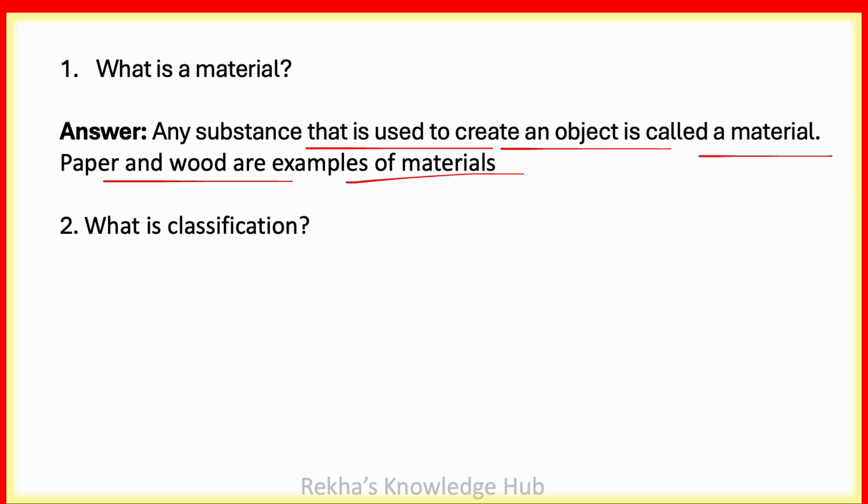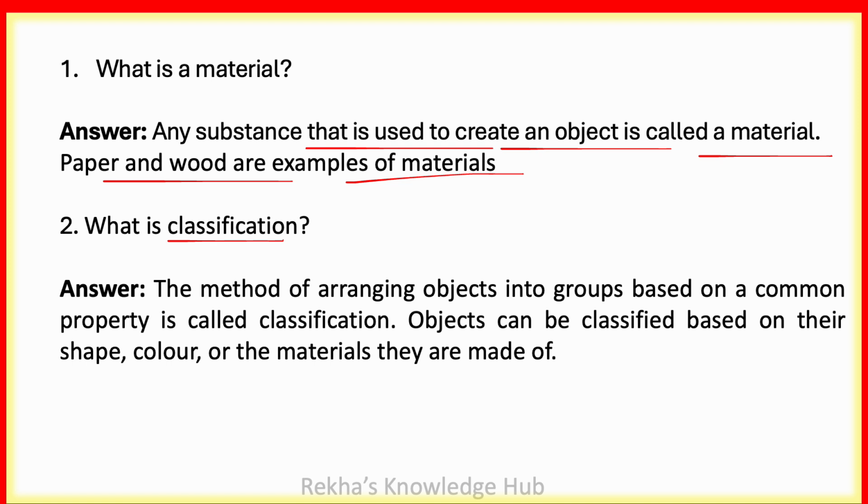Next one, what is classification? The method of arranging objects into groups based on a common property is called classification. So, classification is a method of arranging objects into groups based on a common property. Classification means grouping things that are similar in some way.